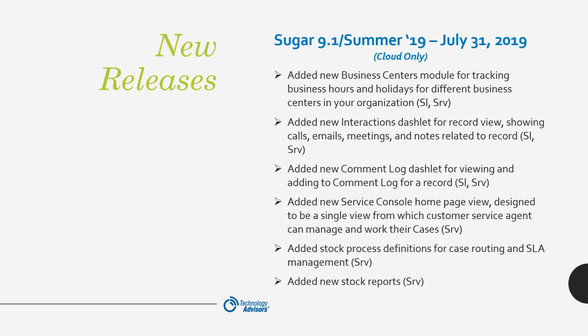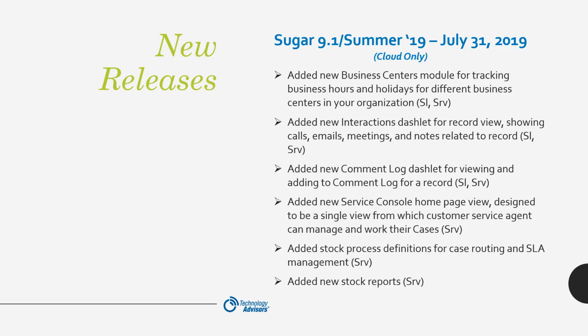There's a new interactions dashlet when you're looking at records to show calls, emails, meetings, and notes in one place. We've gotten that request a lot, people wanting to see the history of a record all in one place. I already mentioned the comment log dashlet.